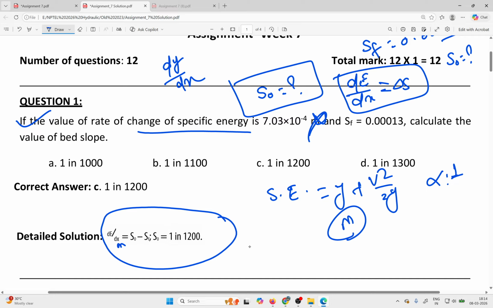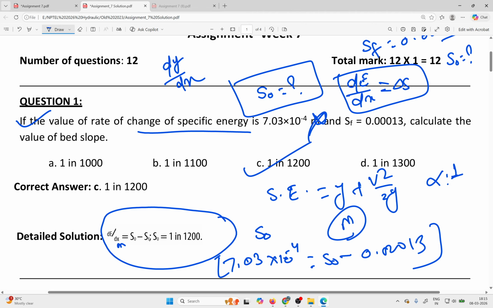7.03 into 10 raised to minus 4, and S naught you need to calculate, and SF is given. Very simple calculation. So 7.03 into 10 raised to minus 4 is equal to S naught, which you need to calculate, and this is given 0.00013. So from here very easily you can calculate the S naught, which will be your option C is correct here. 1 in 1200.